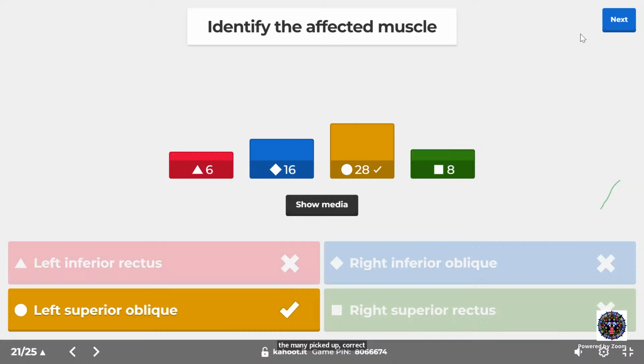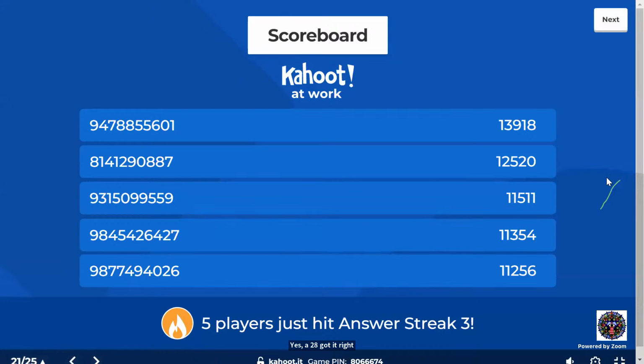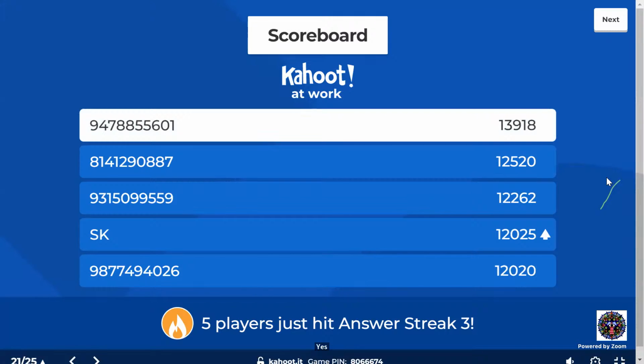Yes, sir. 28 got it right. Yes. So let's see what's on the leaderboard. I think there is some shuffling. Yes, good. SK is back. And there are 4 close in the 12,000 range. So yeah, probably you can hit these last 3 questions to win the prize. Approximately 800 to 900 points can be won if you hit the correct answers.